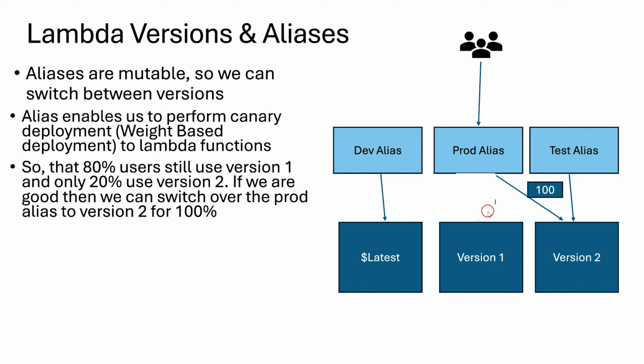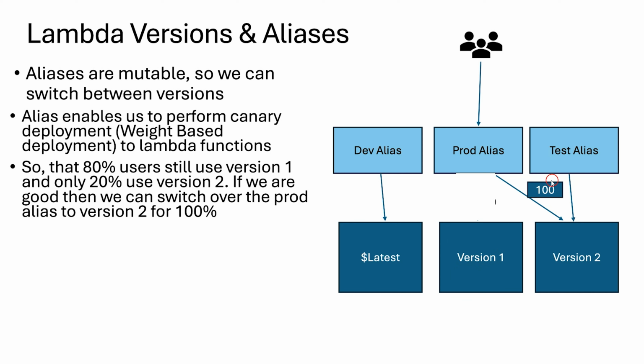So instead of suddenly switching over to the new version, we are giving a small amount of users version 2 and the maximum amount of users version 1, so that if there are no issues in version 2, in future we will completely switch to version 2, like this, 100%. Okay, that is what I have given in the points.